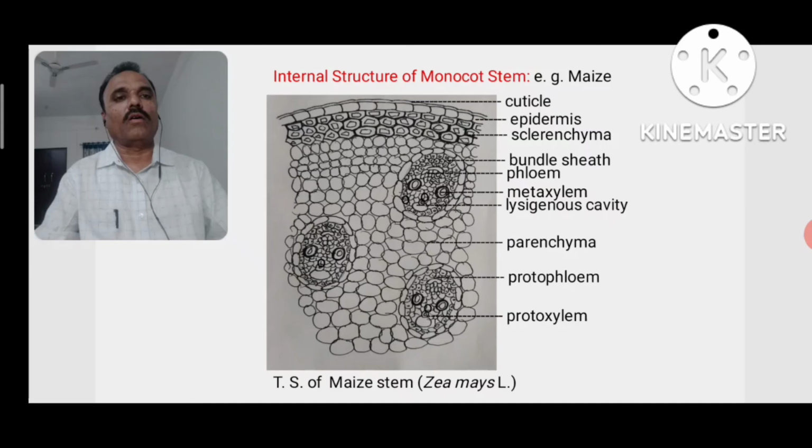Internal structure of monocot stem. For example, maize. Botanical name is Zea mays. The transverse section of monocot stem reveals the following anatomical details. Epidermis. It is the single outermost layer composed of small, compactly arranged, thin-walled, barrel-shaped parenchymatous cells without any hairs.